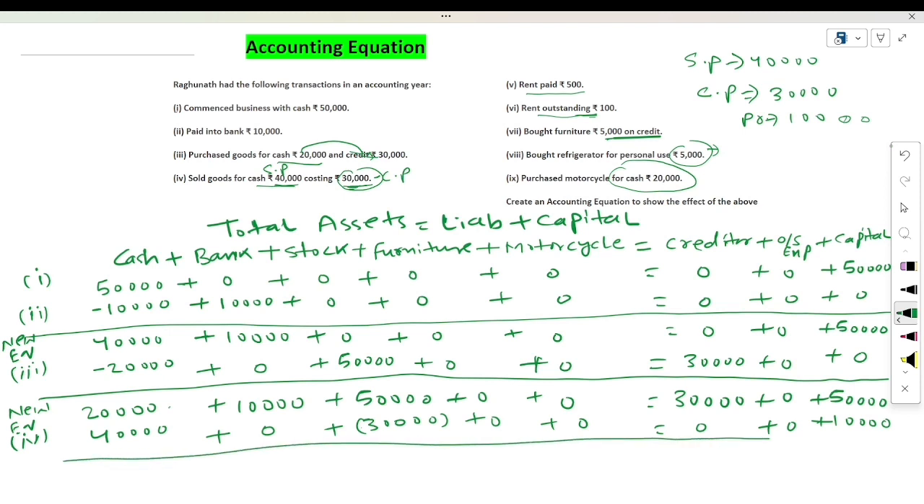Now what will the new equation be? The new equation will be here 60,000 plus 10,000 plus 50 minus 30, 20,000, plus 0, plus 0, is equal to 30,000. Here it will be as it is, plus 0, plus here it will be 60,000.